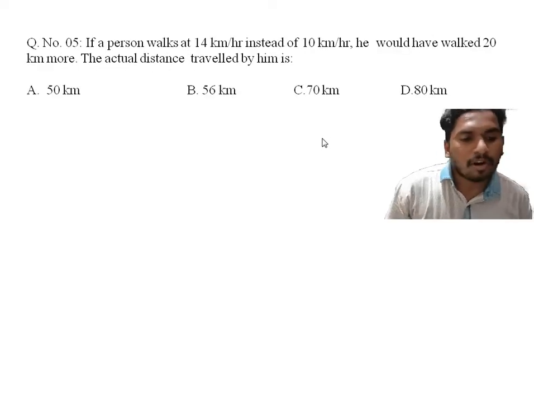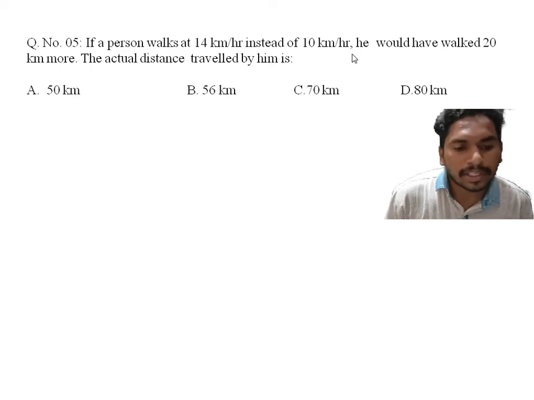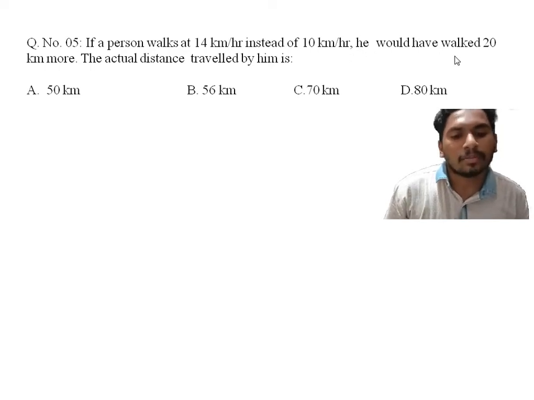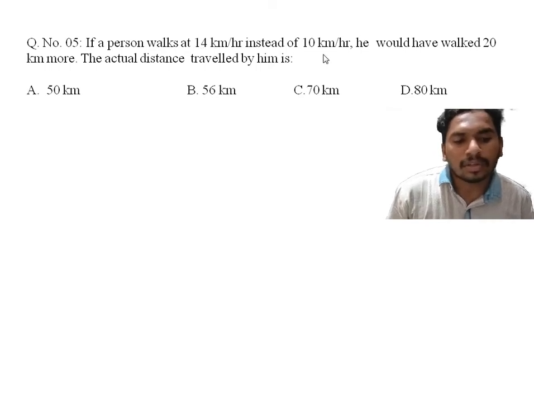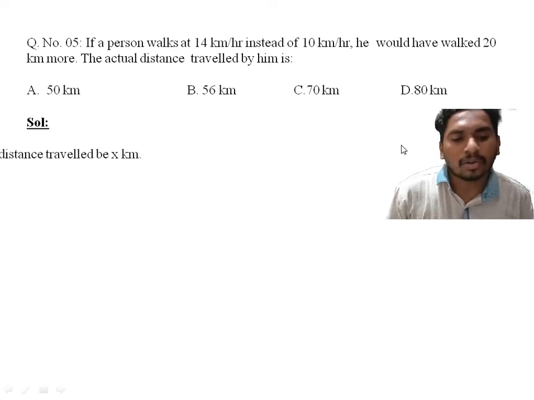If a person walks at 14 km per hour instead of 10 km per hour, he would have walked 20 kilometers more. The actual distance traveled by him is? Okay, so here the difference in velocities corresponds to some distance. Okay, how to solve this?